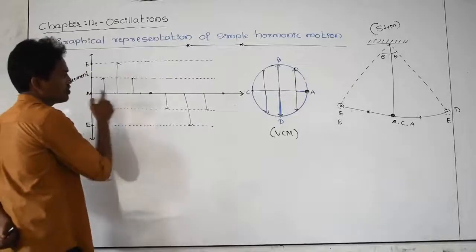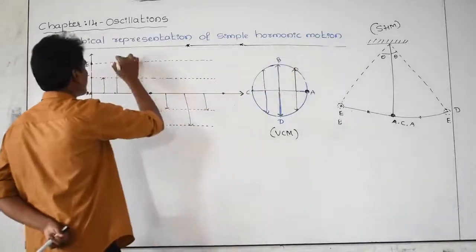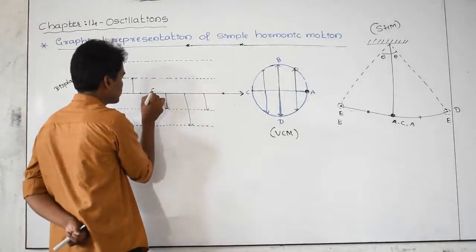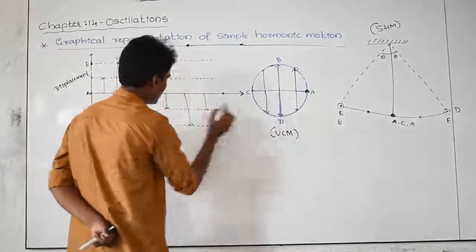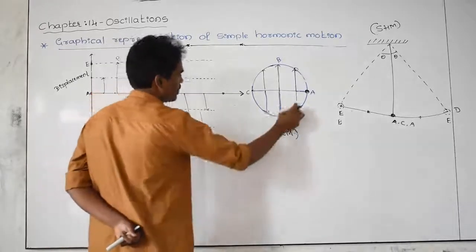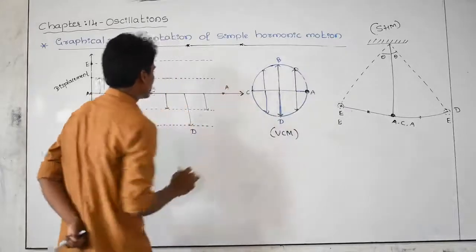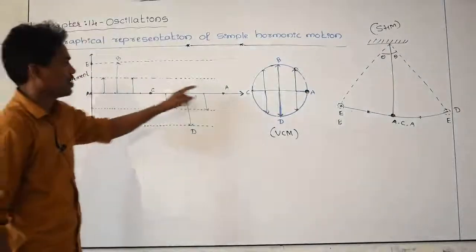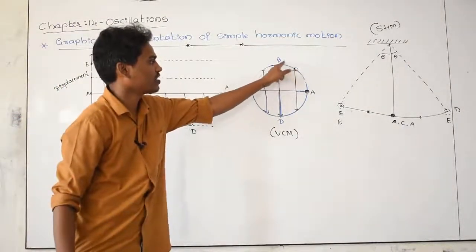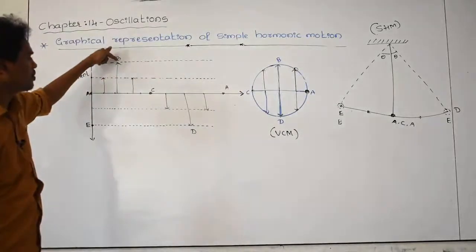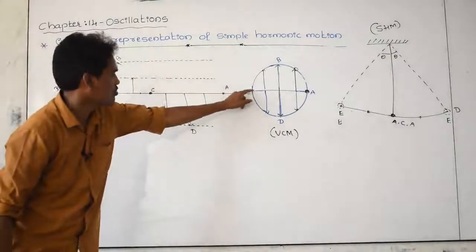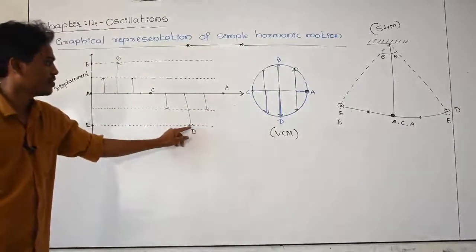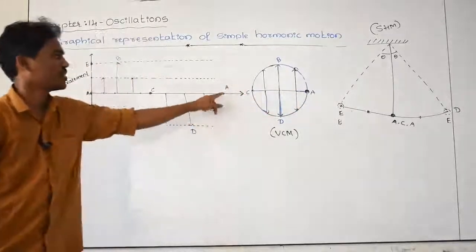This is A point, this is B point, this is C point, this is D point, again this is A point. At A point displacement is 0, B point maximum displacement, again at C displacement 0, again at D maximum displacement, again at A displacement is equal to 0.